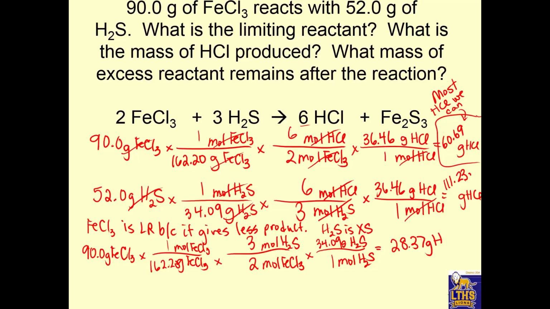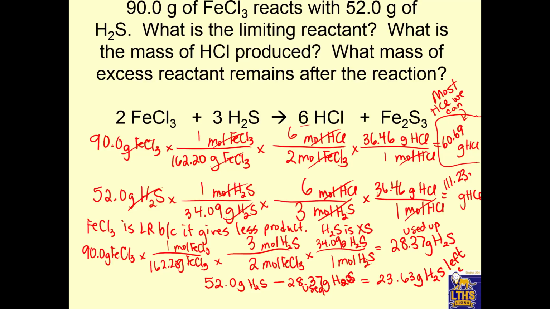I do this calculation and I get 28.37 grams of H2S. But what does that mean? It means if all my iron chloride gets used up, this is how much H2S gets used up. But how much H2S did we start with? 52 grams of H2S available minus the 28.37 grams of H2S that gets used equals the 23.63 grams of H2S left over. We figured it all out. In-depth problem. Okay, what's next?